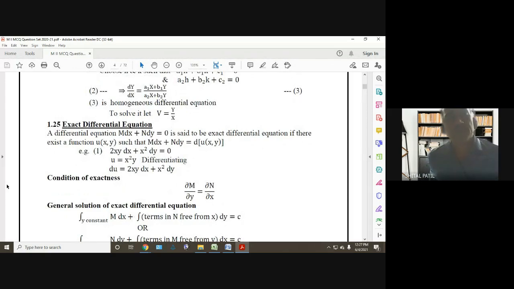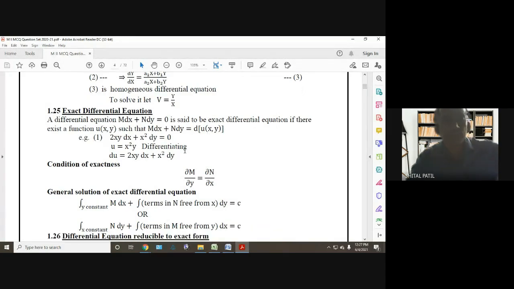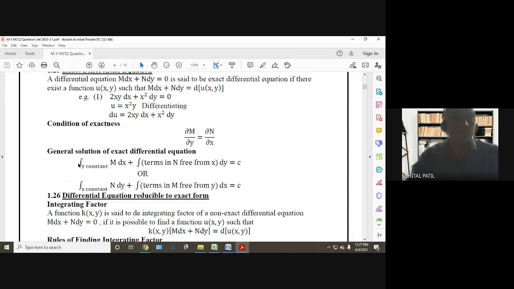The condition of exactness is del m by del y equal to del n by del x. A differential equation is said to be exact if there exists a function u such that m dx plus n dy equals the derivative of u of x,y. The general solution of an exact differential equation: integration of m dx considering y as a constant, plus terms in n free from x dy, equal to a constant, or interchange m and n.